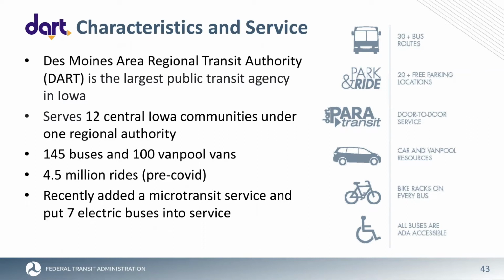We have 145 buses in our fleet that provide our fixed route and paratransit services. And then prior to COVID, we had provided about 4.5 million rides, and our ridership is about 65% of what it was prior to COVID. And then most recently, we have not only added microtransit service that I spoke about earlier, but we've also added 7 electric vehicles into our service mix.